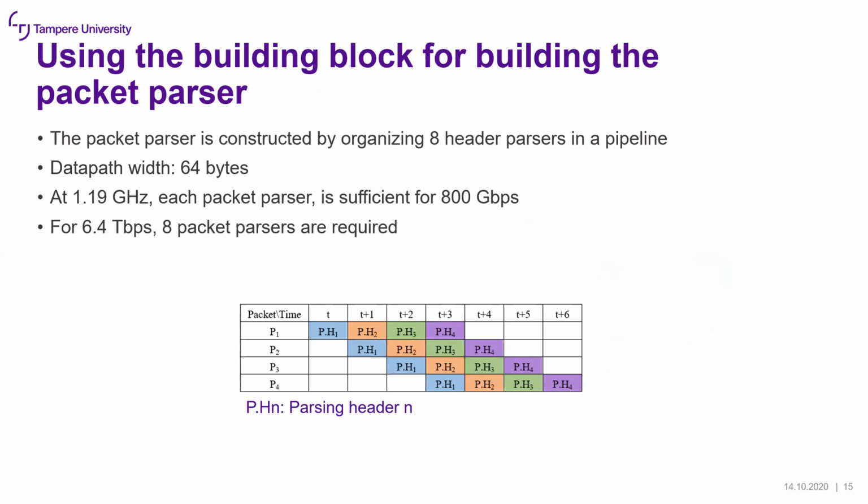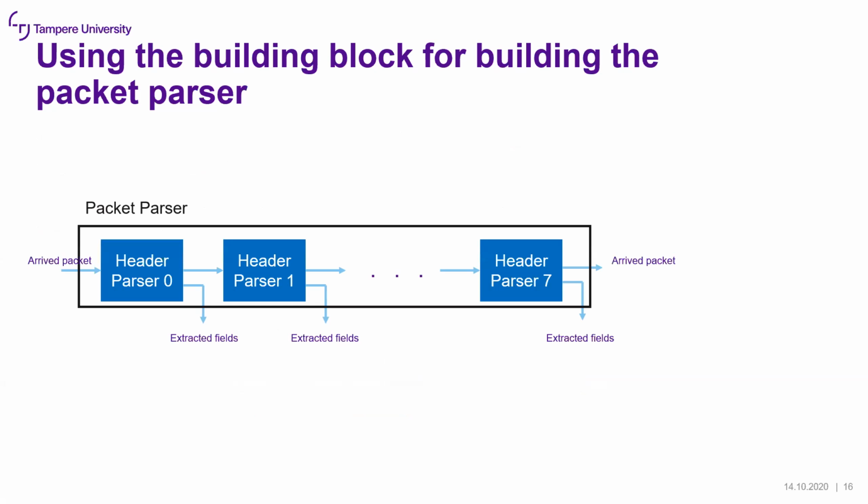And so we construct the packet parser by placing these header parsers in a pipeline of 8 header parsers. The data path width is 64 bytes, which means that at every cycle, it can accept a minimum size Ethernet frame. The operating frequency is 1.19 gigahertz, and this is sufficient for an 800 gigabit per second link that constantly sends minimum size packets. So for 6.4 terabit per second, we need 8 packet parsers, 8 pipelines. Okay, so you can see the pipeline.